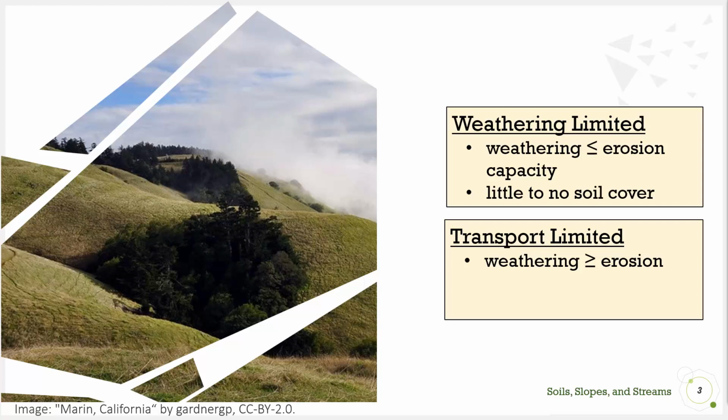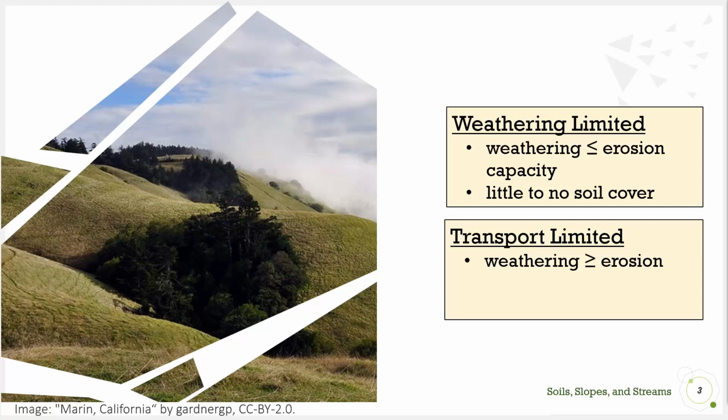In weathering-limited systems, the erosion capacity exceeds the landscape's capability to produce soils. This may be because erosion is very fast, or because weathering and soil production are just too slow, for example, in an arid desert environment. This results in little to no soil cover.